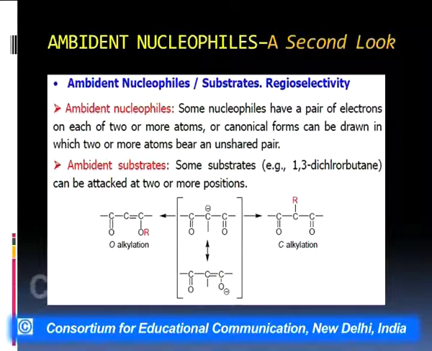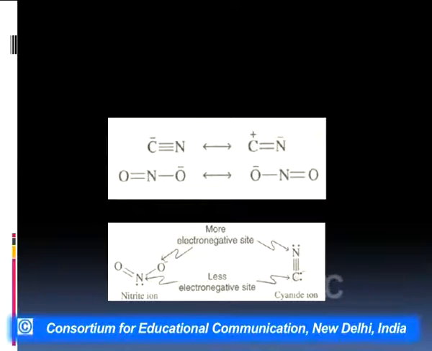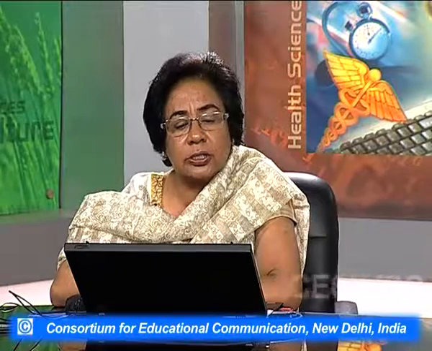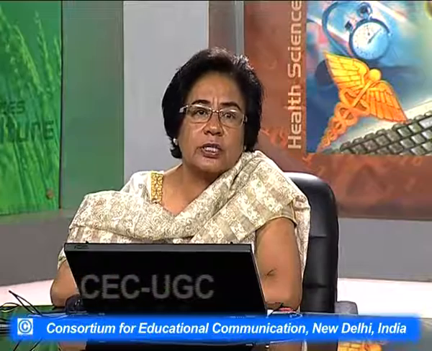Similarly, we have ambident nucleophiles also. Here we will take the example of cyanide and nitrite. In the case of cyanide, it can act as a nucleophile through two atoms. In one case, we have a negative charge on carbon, so it can act as a nucleophile through carbon, whereas in the second case, it has a negative charge on nitrogen, so it can act as a nucleophile through nitrogen. If we look at nitrite, here also we have two structures. It can act as a nucleophile through the negative charge on oxygen, or through the lone pair of electrons on nitrogen.